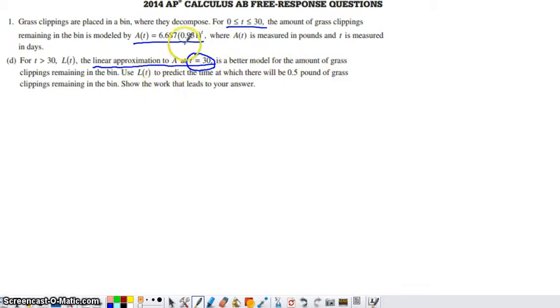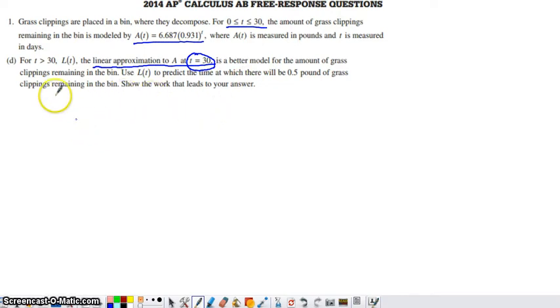So the exponential function models the amount of grass in the bin from 0 to 30, and then from 30 onward, the tangent line that picks up on the graph at 30, comma A of 30, is going to be used for the remainder of the decomposition process. It wants us to use L of t to predict the time at which there will be 0.5 pounds of grass clippings remaining in the bin. Show the work that leads to your answer.